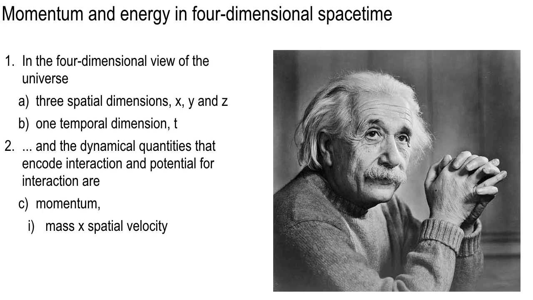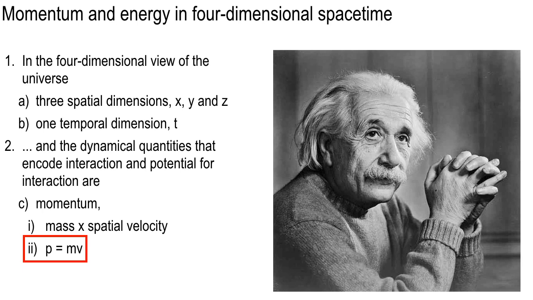All right, and what we normally do is we're usually working in two dimensions, but we could work in three dimensions if we chose to. The formula for that is p equals mv, the mass times the spatial velocity.